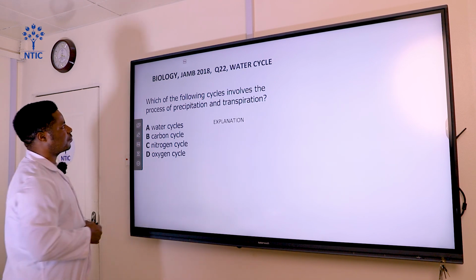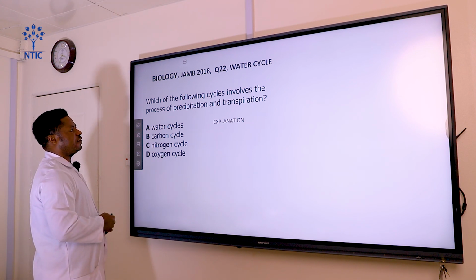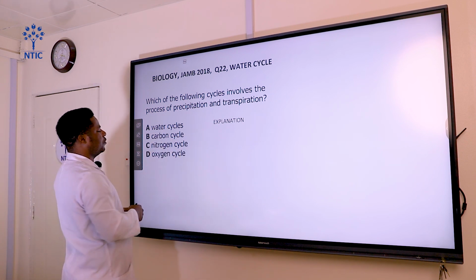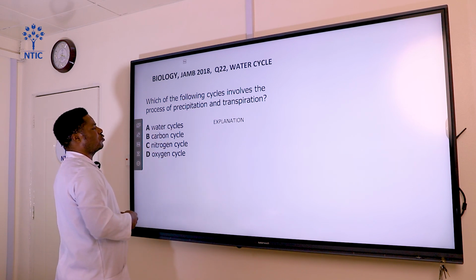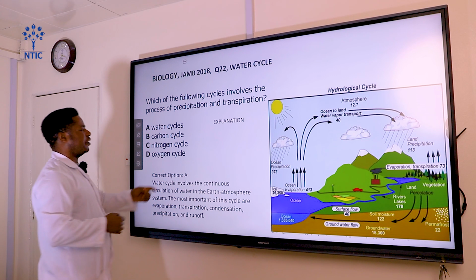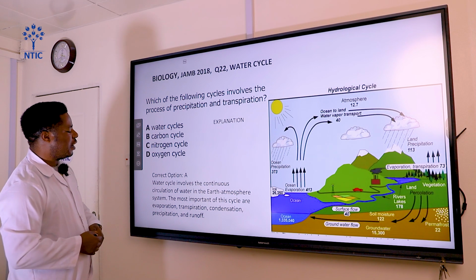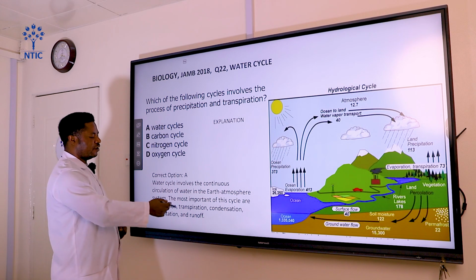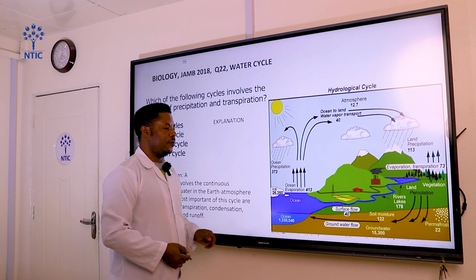The next question. Which of the following cycles involves the process of precipitation and transpiration? Now we have the water cycle, the carbon cycle, the nitrogen cycle, the oxygen cycle. The water cycle, of course, consists of the processes mentioned above. Let's see what we have here. We said the correct option is A. The water cycle involves the continuous circulation of water in the Earth atmosphere system. The most important processes of this cycle are evaporation, transpiration, condensation, precipitation, and runoff, or what we call percolation.